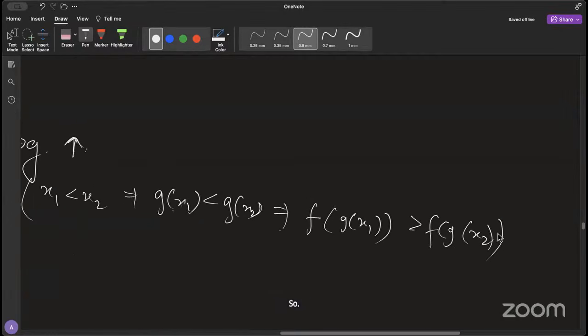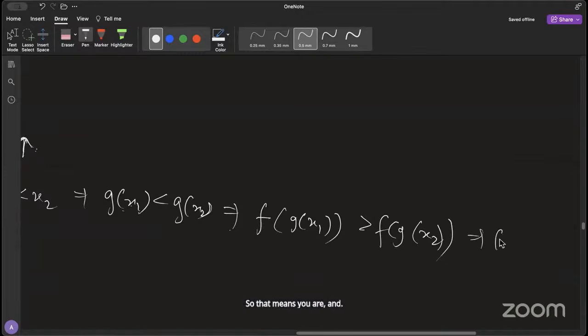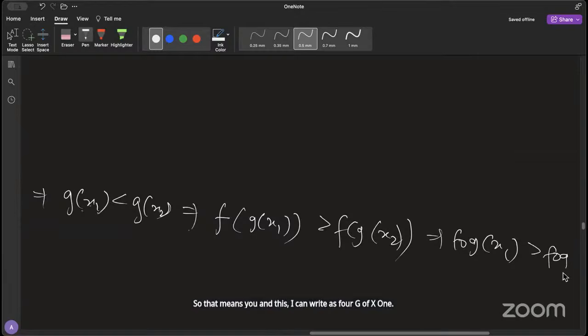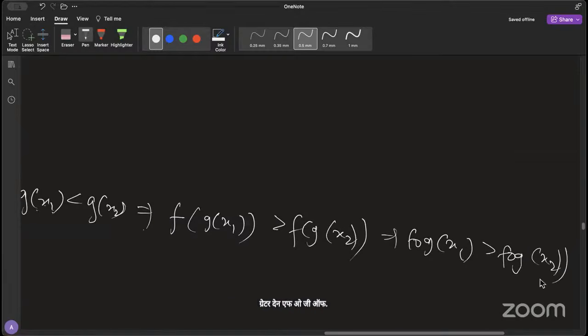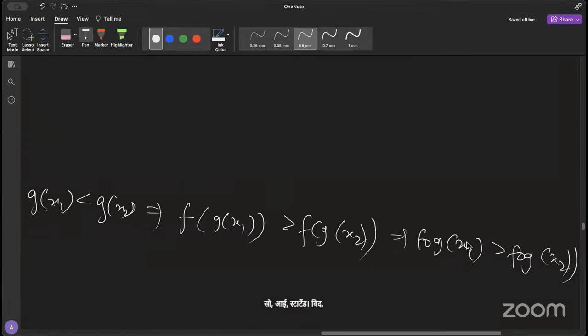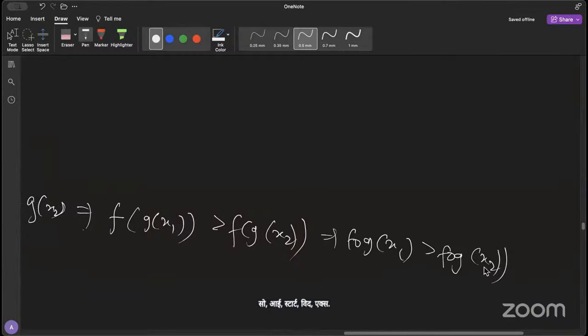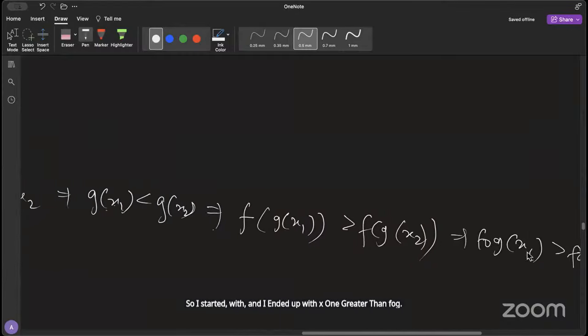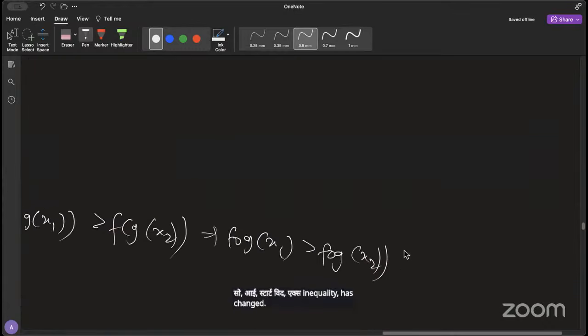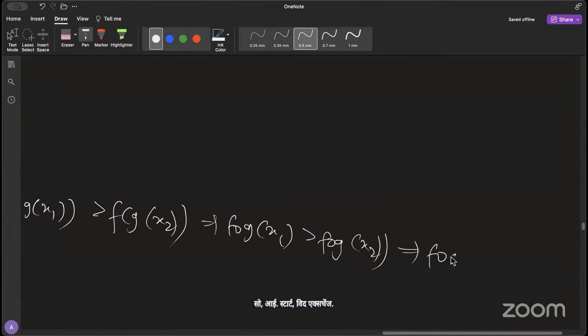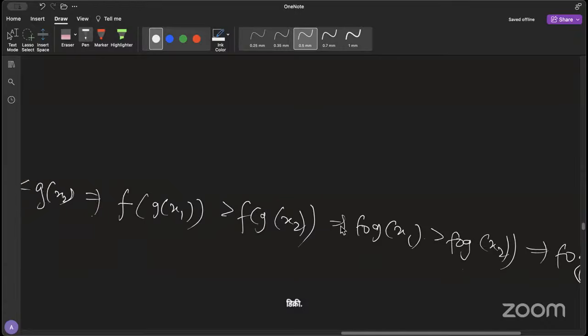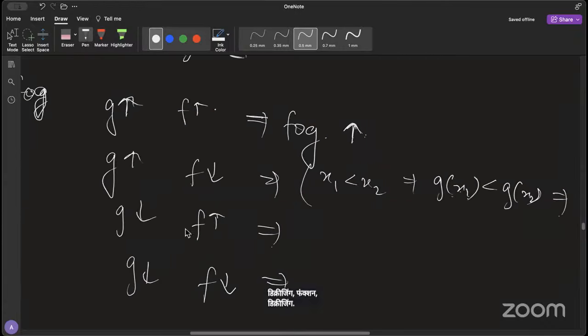So that means, and this I can write as fog of x1 greater than fog of x2. So I started with x1 less than x2 and I ended up with fog of x1 greater than fog of x2. The inequality has changed here. That means your fog is a decreasing function, right? So it's decreasing. And you can do the same thing here.